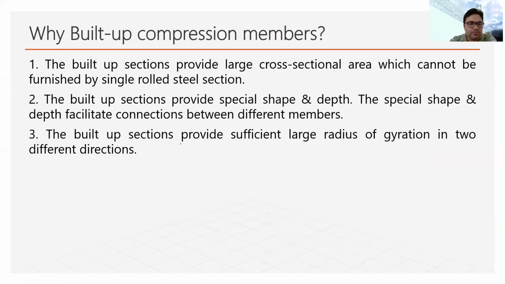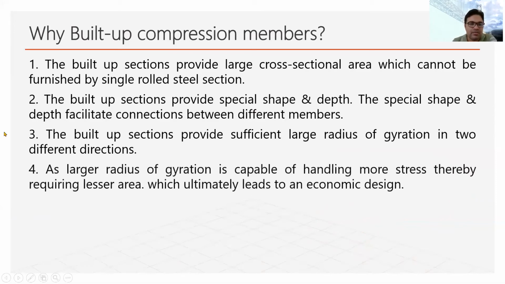Now, the fourth point, as it says, a larger radius of gyration is capable of handling more stresses, thereby requiring less area. As I said, we simply need to adjust the distance between them, and we can support more load at lower area. And that is why we say that built-up sections are the most efficient sections. That is why we use built-up sections to carry larger load, which ultimately leads to economic design.